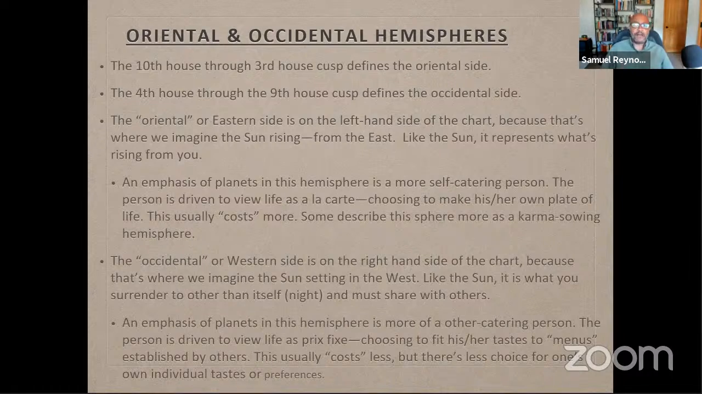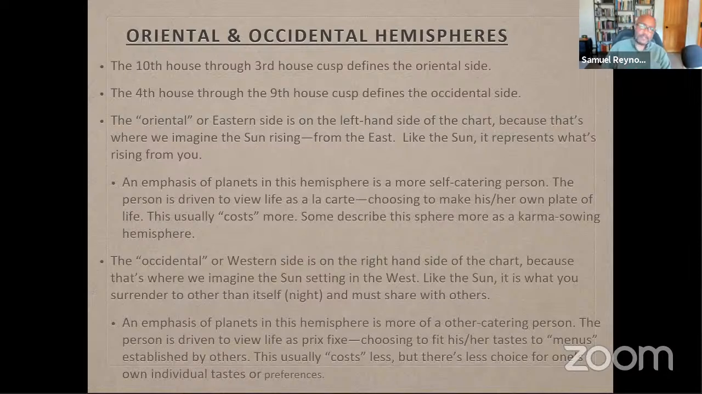So you can think of having a very strong, what we call oriental, related to the eastern side of the chart, sensibility, means that you're more self-directed. If you're into karma, it's your own karma-sowing hemisphere, where you're making things happen, but it's going to draw more out of you. It's going to, quote unquote, cost more, meaning expenditure of energy in terms of how you pull things together.